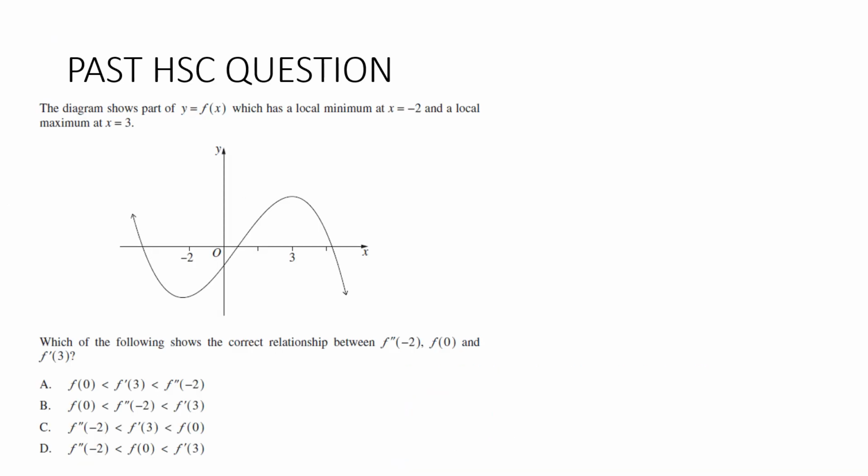Here's another past HSC question, a little bit more recent. The diagram shows part of the y equals f of x curve, which has a local minimum at x equal to -2, a local maximum at x equal to 3. Which of the following shows the correct relationship between f double dash of -2, f of 0, and f dash of 3? It's a really good question because it's testing your understanding of these 3 things. So let's go through them. F double dash of -2. Second derivative tests concavity. At this point here, the curve is concave up, so the second derivative at -2 is positive. F of 0. This is the y coordinate.